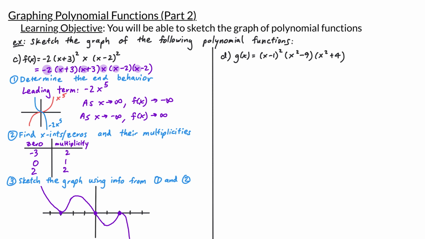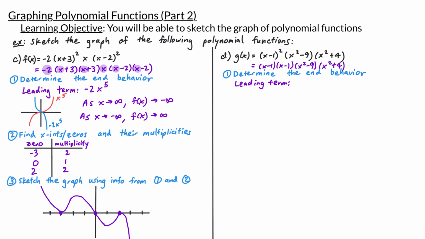We have the function g here defined by g of x equals (x minus 1) squared times (x squared minus 9) times (x squared plus 4). So first, let's try to determine the end behavior for our function. To determine the leading term, let's write out our factors. We can think about g of x as (x minus 1) times (x minus 1) times (x squared minus 9) times (x squared plus 4).